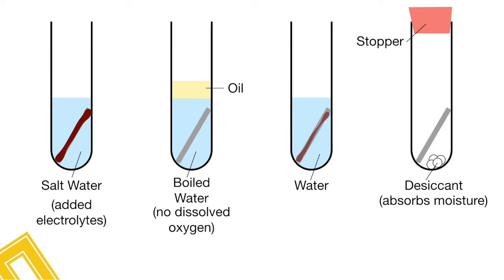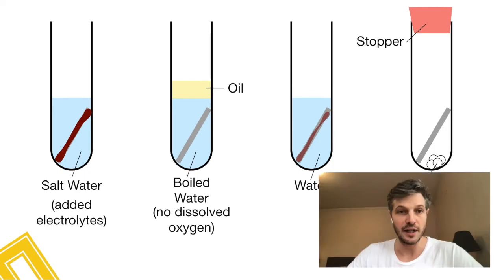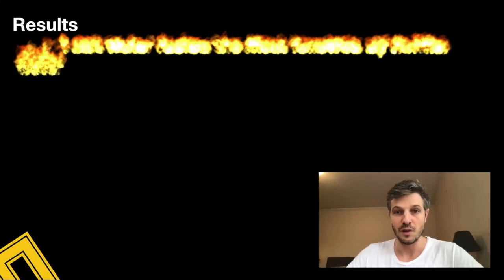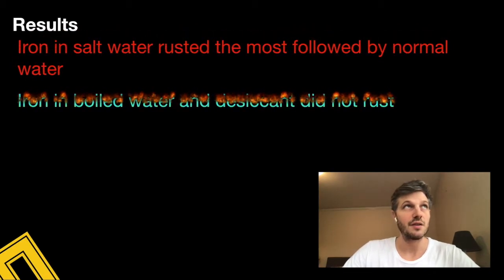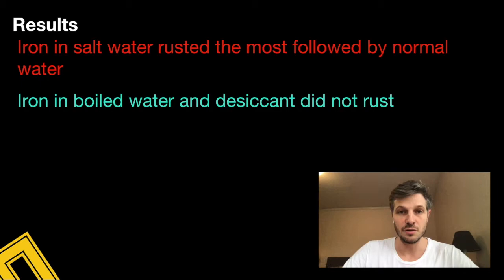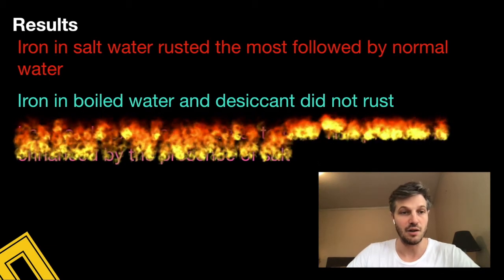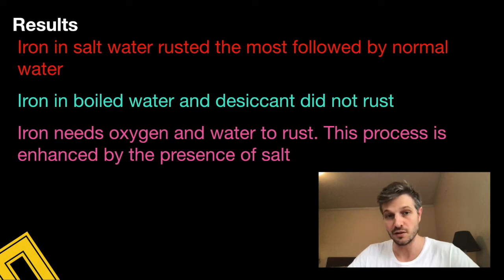Now, it should be pretty clear why this is the case: the second one did not have any oxygen in it, and therefore corrosion couldn't occur, and the last one didn't have any water, so no corrosion could occur. So we can now say that iron needs oxygen and water to rust, and this process is enhanced by the presence of salt, because we've got a much higher level of rust in that salt water test tube.